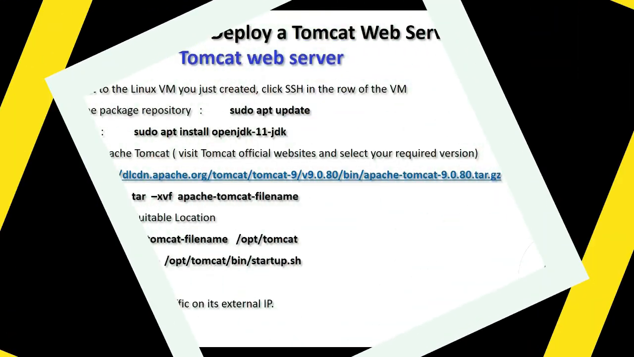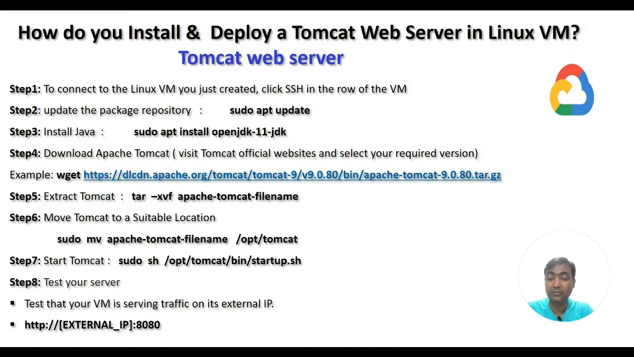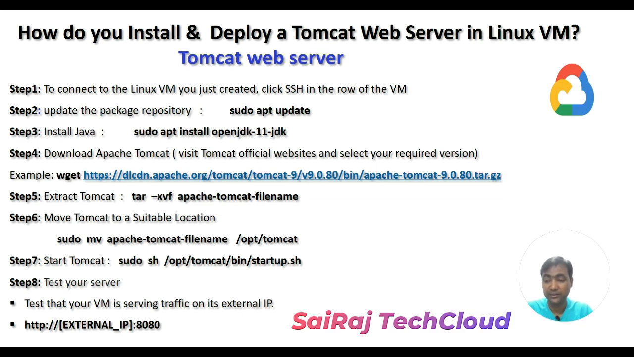As you can see here, these are the steps that you can follow to deploy an Apache Tomcat web server on a Linux server on the Google Cloud Platform. First of all, connect to the new Linux VM, then click SSH in the row of the VM. Secondly, update all the available packages using the system package manager for that operating system, with the command sudo apt update.